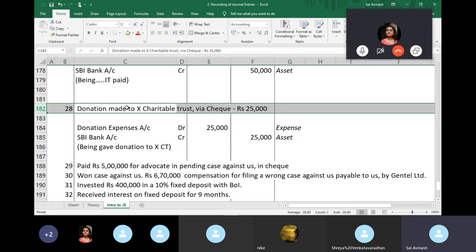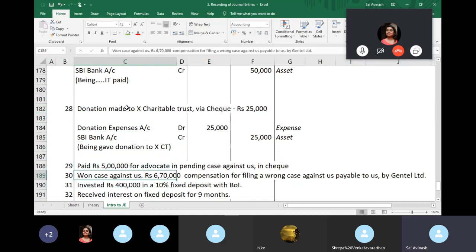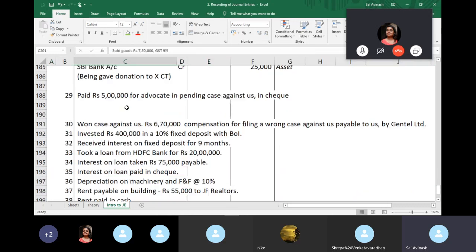It makes sense for me to think how a business works, right? I'm paying the donation and it's an expense. I end it up. That's where it ends. Okay, let's get started. Let's go ahead.